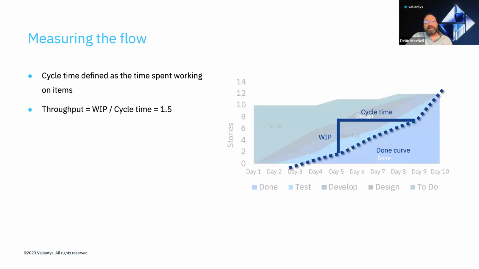Here, we define cycle time as the time spent working on items and measure it along the x-axis from to do to done. Work in progress is measured from to do to done along the y-axis. Lastly, we can get a sense of our throughput by dividing work in progress by cycle time. Here we have 6 items in progress and a cycle time of 4 days. So our throughput is 1.5 items per day. There are marketplace apps for Jira that can automatically calculate this for you.